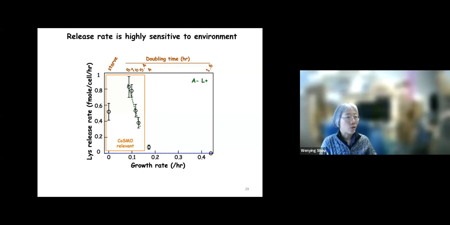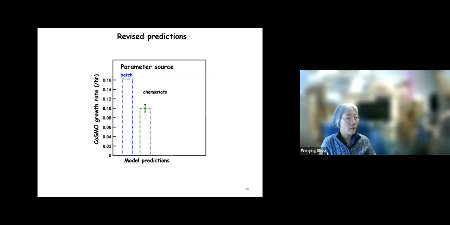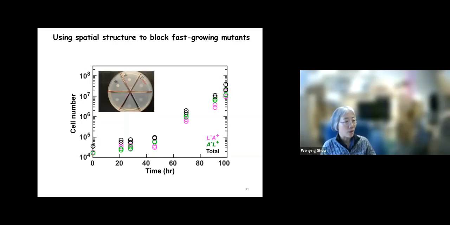Once we use this, we can now calculate the community steady state growth rate using the chemostat parameters. We see this is much lower than the batch culture. But then we ask ourselves, how might we test these model predictions, right? Because evolution is so fast, maybe we should test them in a spatially structured environment. That way, when evolved mutants show up, they are spatially constrained in where they show up, instead of rapidly spreading through the shaken tube.